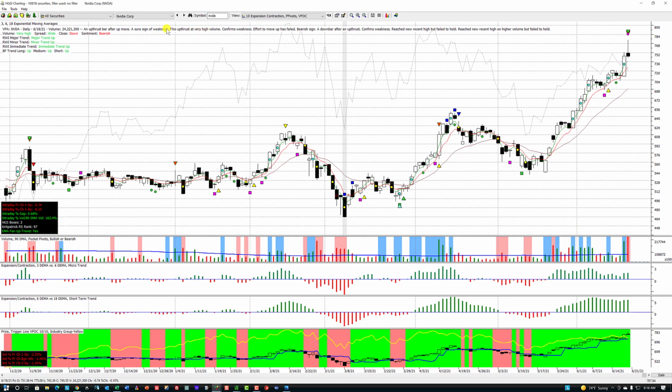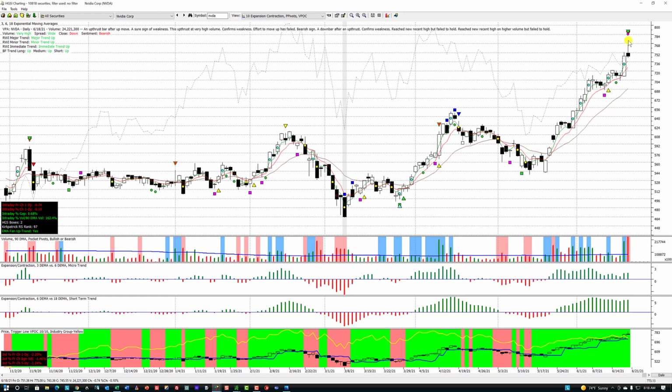The upthrust at very high volume. Look at that volume. Confirms weakness. Effort to move up has failed. There was an effort to move up there. Bearish sign, a down bar after an upthrust. Confirms weakness. Reached a new recent high but failed to hold. Reached a new recent high and higher volume but failed to hold. All of those VPA flags are stacked right here.